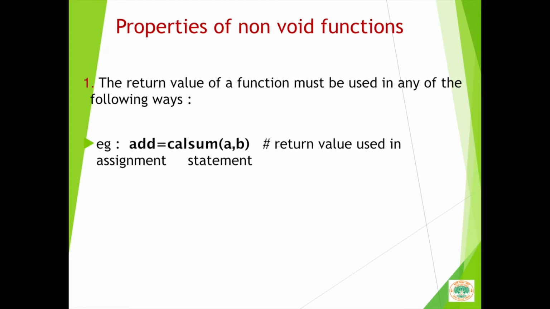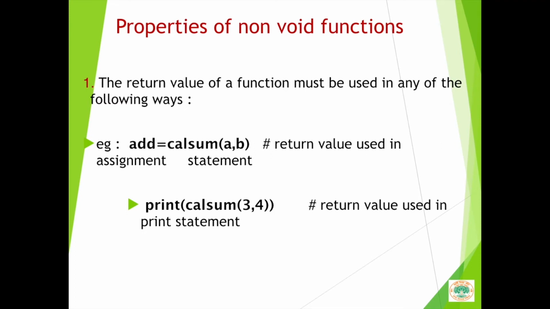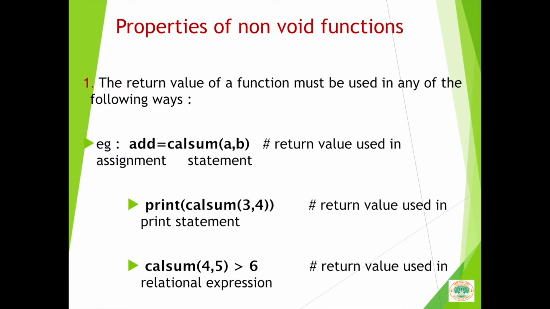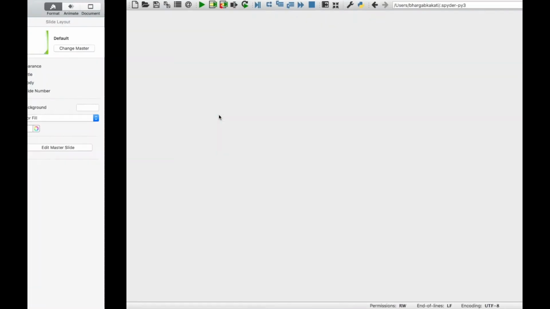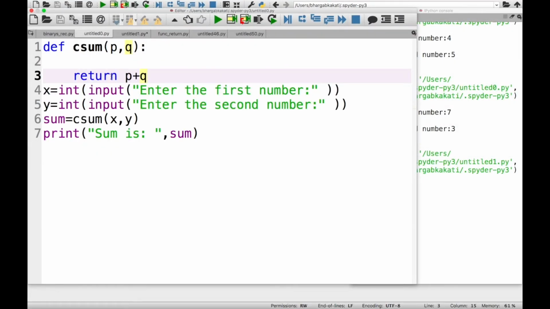The next way of using the return value is this. We can directly call it within a print statement, or we can even compare it. Let me show it to you with the help of an example. Let's consider the first program, the addition of two numbers. This is the property number 1 of non-void functions. Here, whatever is the result of p plus q has been stored in the variable sum.